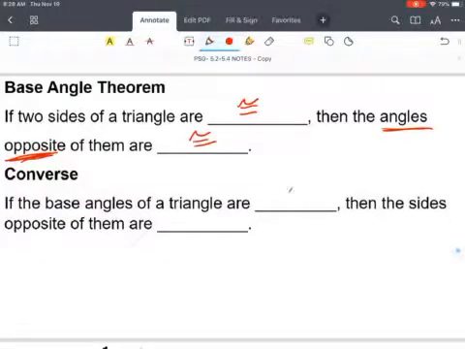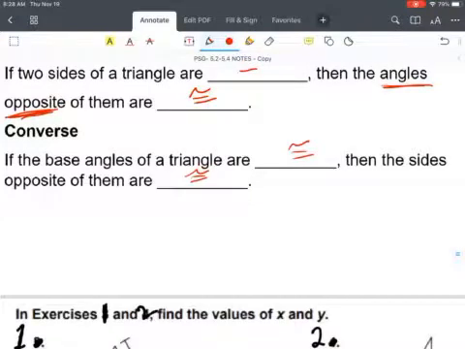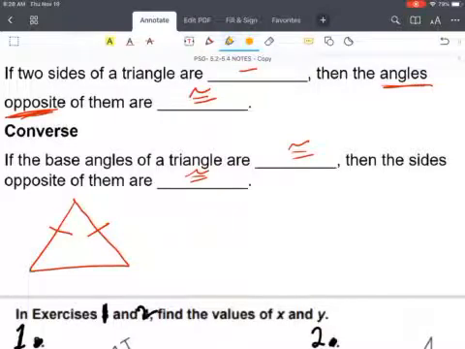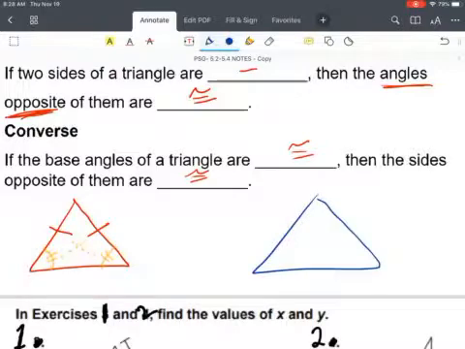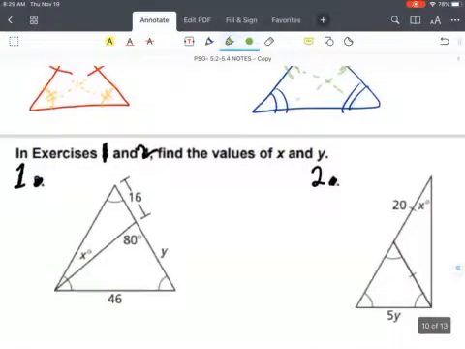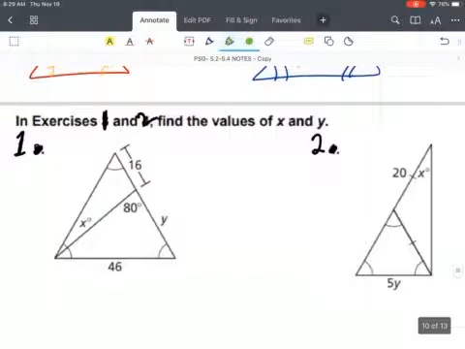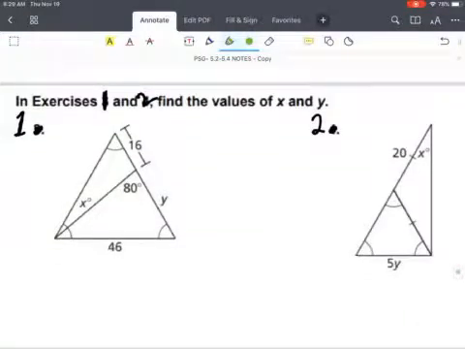And then the converse of that statement is also true. So what we're saying is, if I give you those two sides are congruent, then you can tell me the angles opposite them are congruent. Or the converse of that statement, if I tell you that base angles are congruent, then you could tell me that the sides opposite would be congruent. So applying that in some examples here.